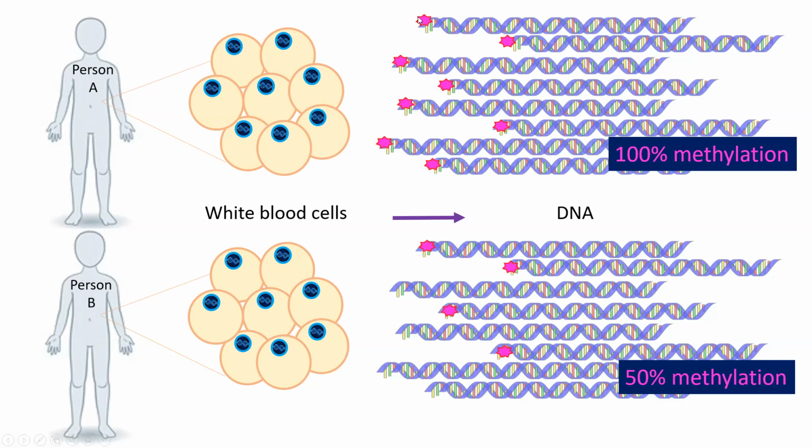For each site along the DNA that is subject to methylation, it either will be or won't be methylated, but because you've got so many copies, you can still get a quantitative measure of methylation. For example, here, this person's got methylation at this first base on every copy of their genome, whereas this person's only got methylation at half of the copies of their genome. So this can be expressed as a proportion.